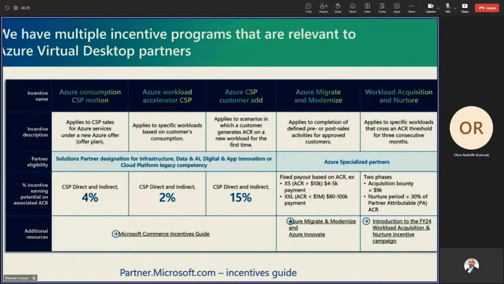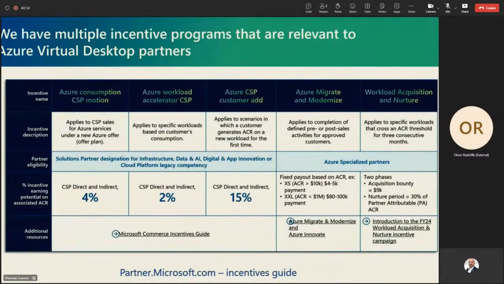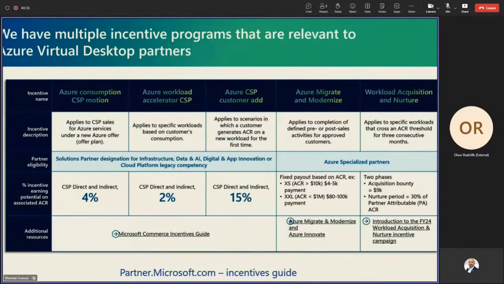Okay, so that's just round numbers, right? Round numbers. Okay, so look at this. You get 4 and 2%. You get the 4% for the MCI and then 2% accelerator, right, for selling this VDI deal, and then you get 15% from your distributor. 21% total. Not bad.